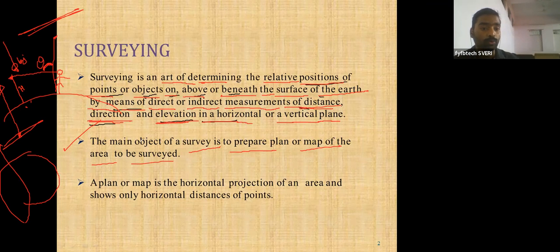This is very, very important. The objective of surveying is dash. Read on this point: the object of survey is to prepare plan or map of the area to be surveyed.